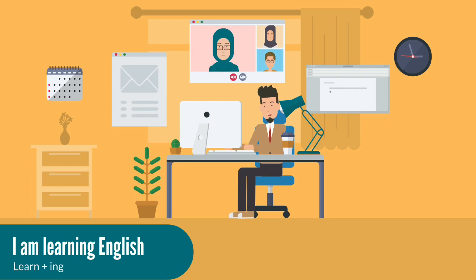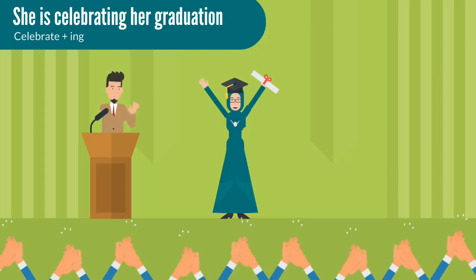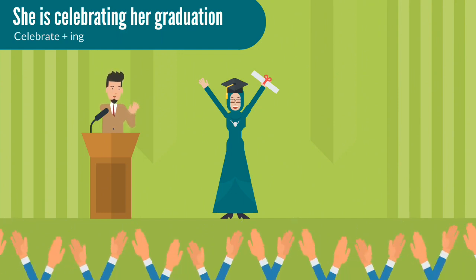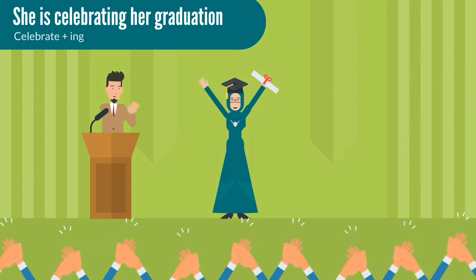In this sentence, I is the subject, am is the present tense of to be, and learning is the base form of the verb learn with ing added. This sentence means that I am in the process of learning English right now. She is celebrating her graduation. Here, she is the subject, is is the present tense of to be, and celebrating is the base form of the verb celebrate with ing. This tells us that she is currently engaged in celebrating her graduation.